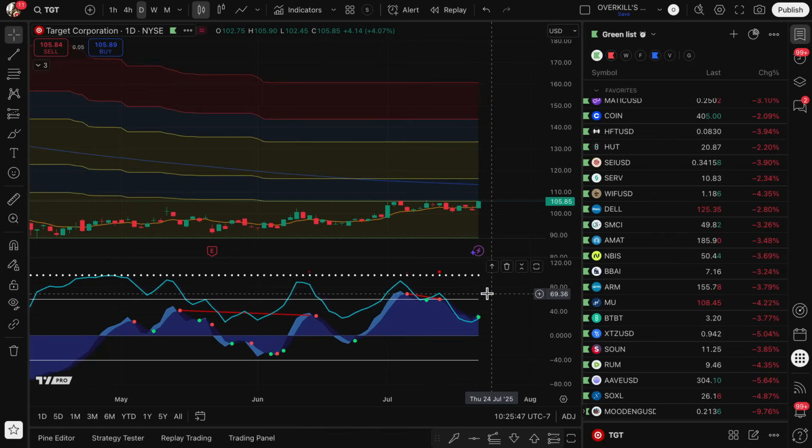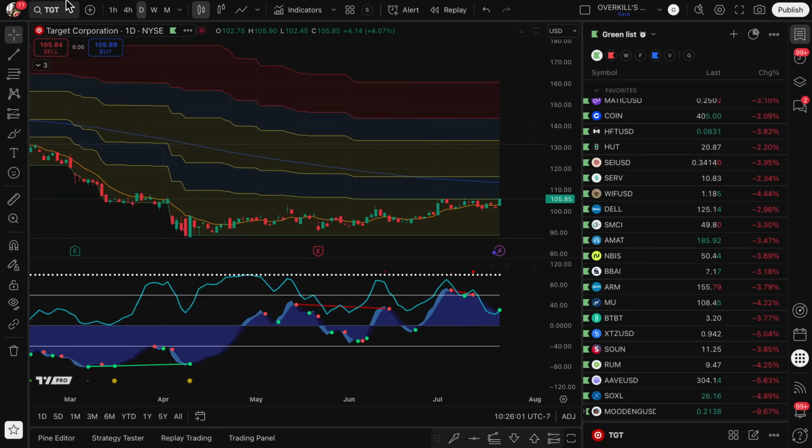You could add the Target here. I didn't buy Target today because I already bought it. I think I bought it right here at around 103, 104. So it's still in the same range, so there's no reason for me to add. But if it dipped down and gave me a green dot and I could get my average cost down, it makes sense to add. Okay, so that's what we're looking for.